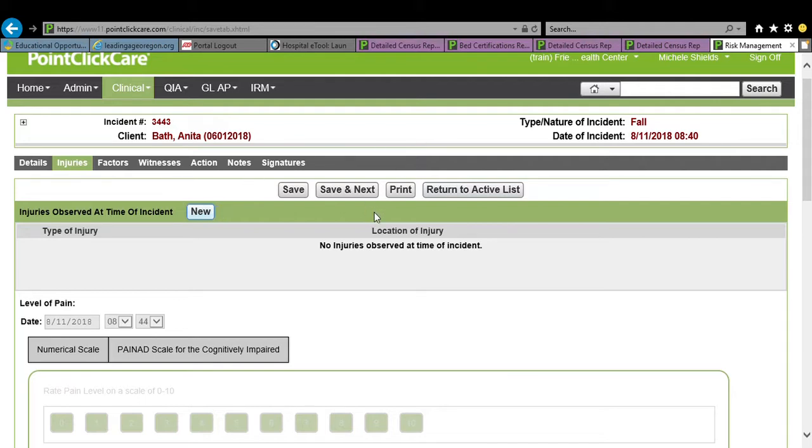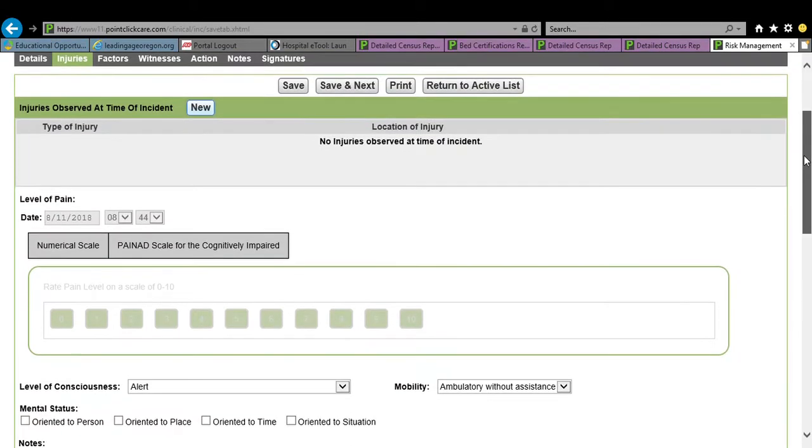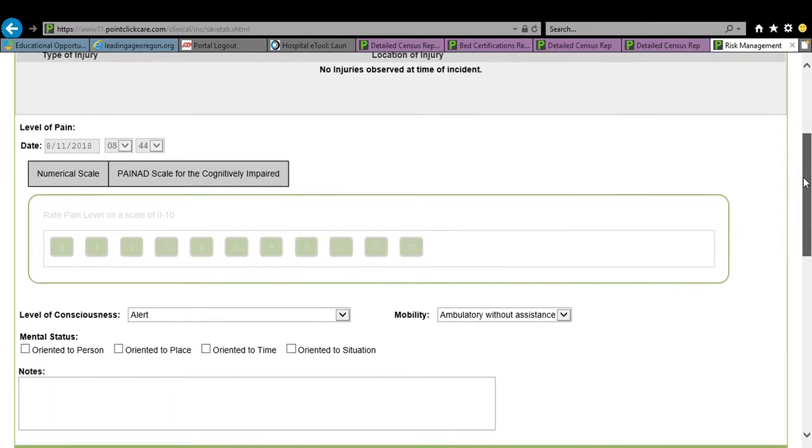So first you're going to pick the location. It's not going to be ideal. It's just kind of a general location. And then the type of injury, again, it might not be exactly what occurred, but we find whatever's closest. And you'll put a detailed description in the note area of exactly what the injury was.